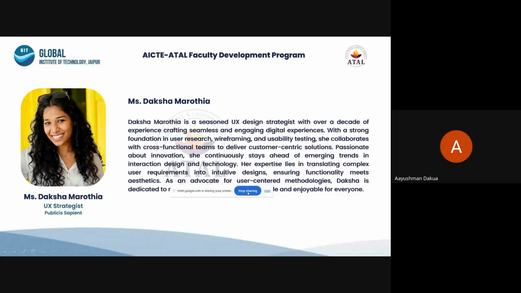Daksha Marotia. Ms. Daksha is a seasoned user experience design strategist with over 10 years of experience crafting intuitive and engaging user experiences. With a strong foundation in user research, wireframing, prototyping, and usability testing, she has collaborated extensively with cross functional teams to translate complex user requirements into seamless, customer centric designs. Her expertise lies in applying user centered design methodologies to solve real world user experience challenges, ensuring that design decisions are visually compelling, data driven, and highly functional. Beyond her technical expertise, she is a passionate advocate for innovation and continuous learning. Without any further ado, ma'am, I would request you to please start with the presentation.